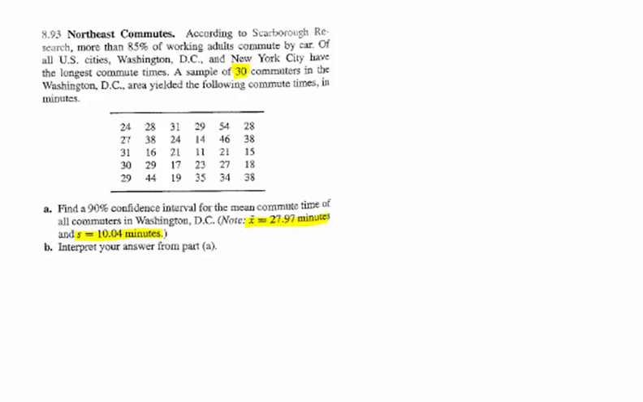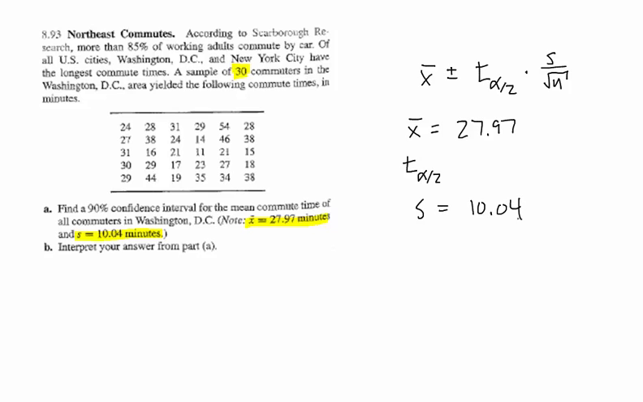So now we're going to write the formula, which is x bar plus or minus t alpha over 2 times s divided by the square root of n. And now we're going to write all the information for this formula down. So we have x bar is equal to 27.97. We need to find t alpha over 2. We know that s is equal to 10.04 and n is equal to 30.